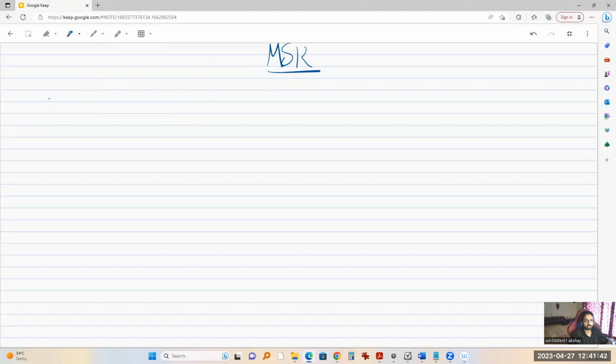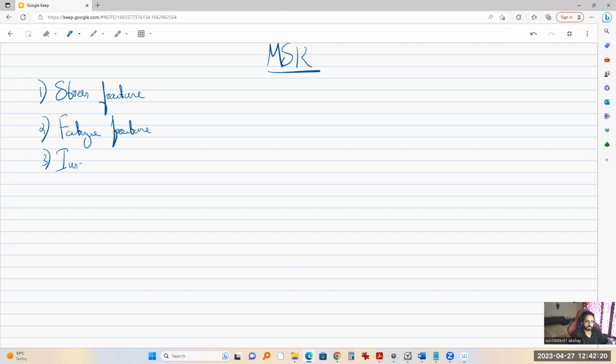Okay. So let's start off with the common vocabularies or terminologies that you'll encounter and usually hear in MSK radiology. These are all related to fractures. So the first one is a stress fracture. And the next one is a fatigue fracture. Third is an insufficiency fracture.